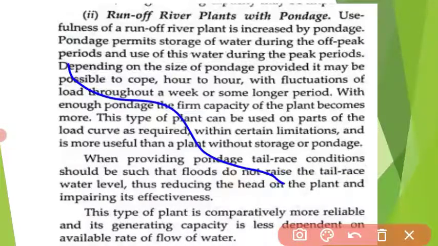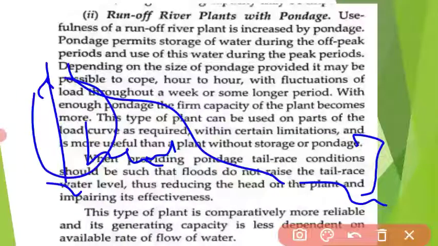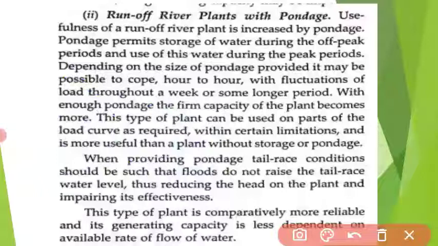The head is the height here, and if the tail race water is raised, it affects the head. This type of plant is comparatively more reliable, and its generating capacity is less dependent on the available rate of flow of water, because the water is stored here. It does not depend upon how much water flows, as compared to run-of-river plants without pondage.